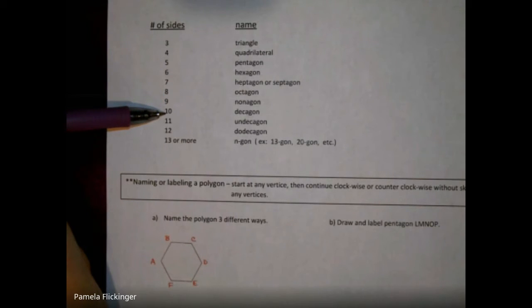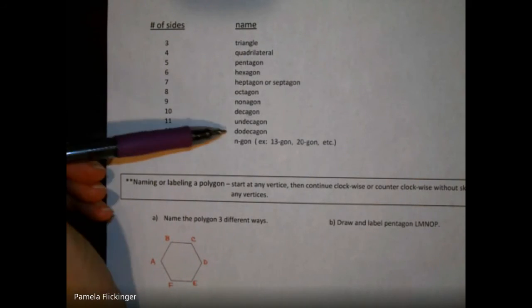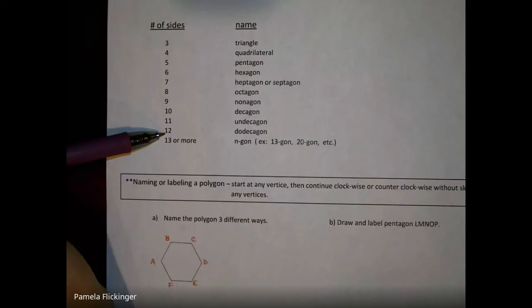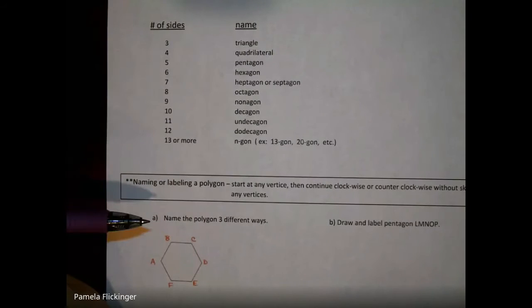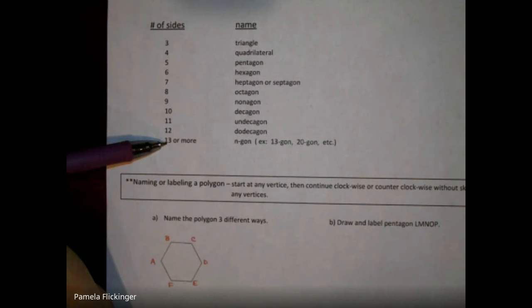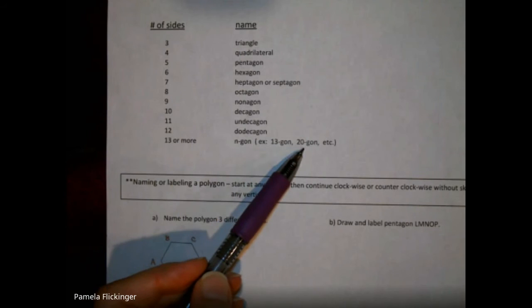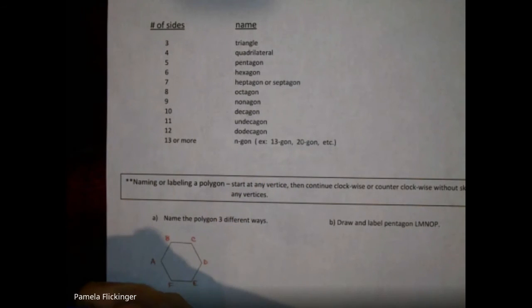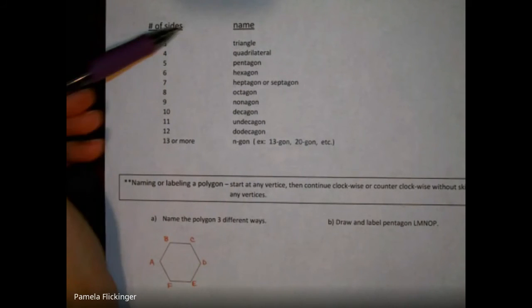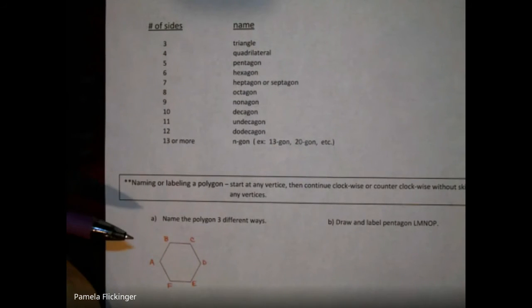10 is decagon. And for 11, you've got an undecagon, kind of like one more than 10. And 12 is a dodecagon, right? Think of do or dos, whether it's French or Spanish, means 2, and then the decagon behind it. So 2 more than 10. Anything above a dodecagon, we just put the number with the gon behind it. So we'd have a 13-gon, a 20-gon, and so on and so on. You should be familiar with these names.